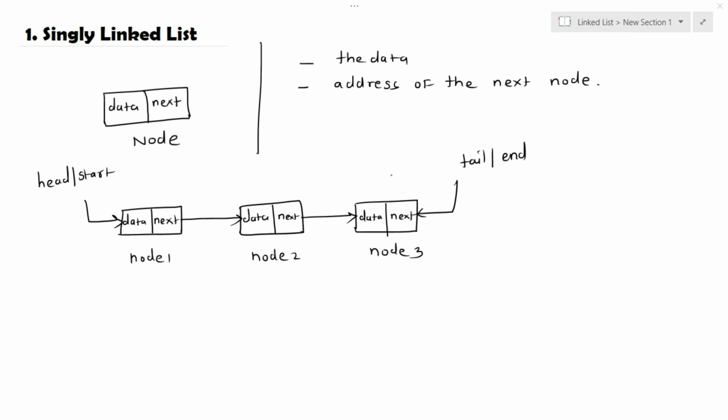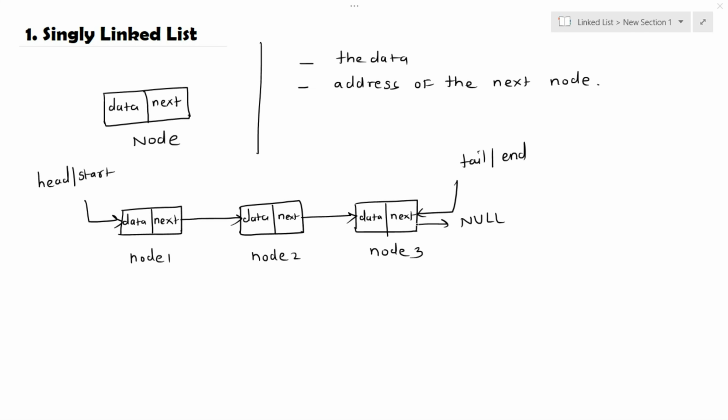Now for the last node, there is no node connected to it. So the next of the last node is a null value. It means there is no address stored for any other node. That's why the next of node 3, the last node of the linked list, is null.